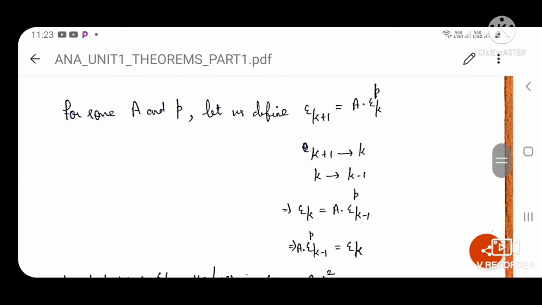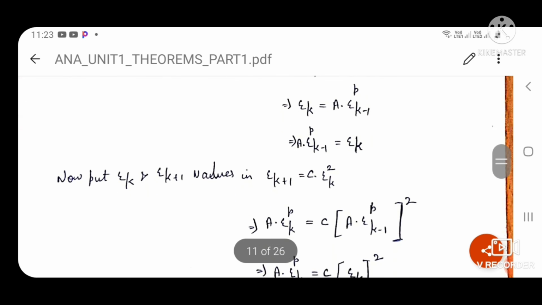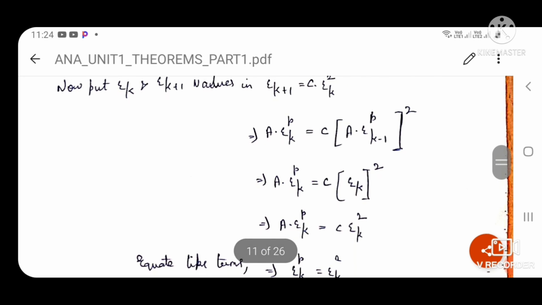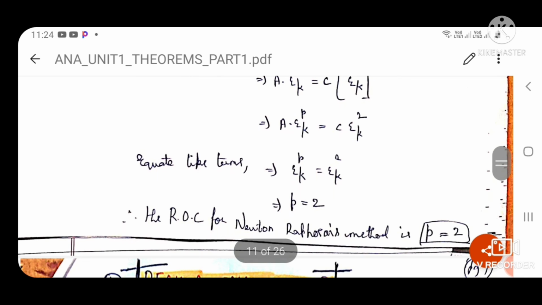It's the same assumption we're going to make, which is epsilon k plus 1 equals a into epsilon k to the power of b. Suffixes should just be replaced: k plus 1 with k, and k with k minus 1, thus giving us this term. And now we put these values, epsilon k and epsilon k minus 1, in epsilon k plus 1, which equals c into epsilon k square. Just do it. By doing so, you get a simple term. Just simplify it further, and equate the like terms. By doing so, you get the number 2.